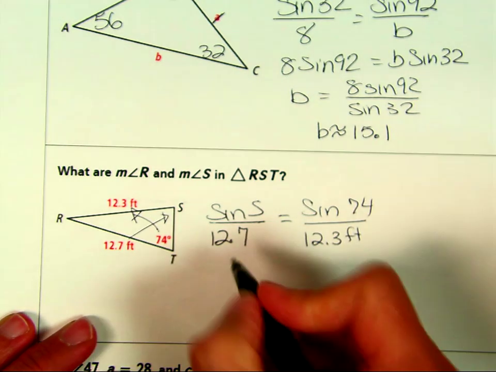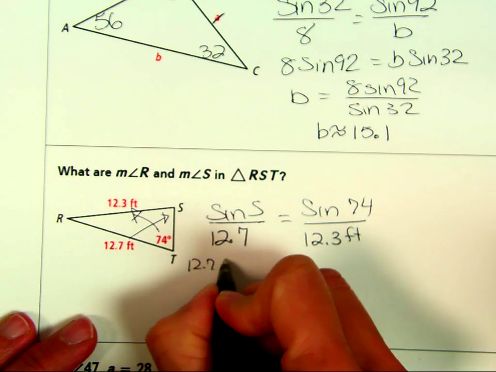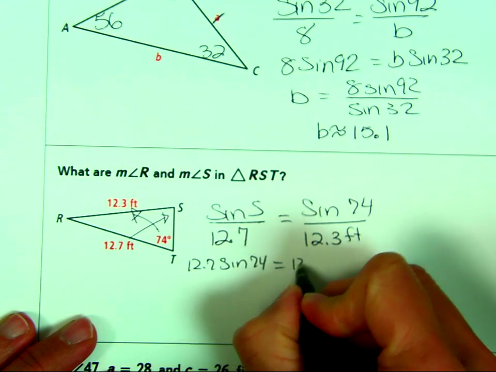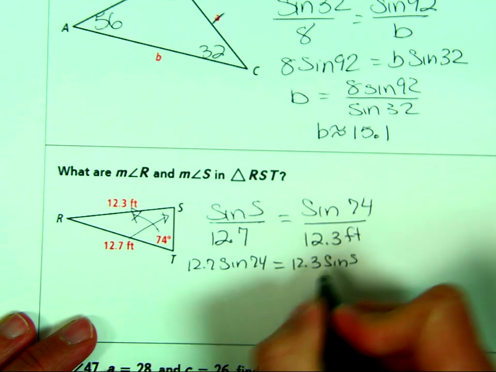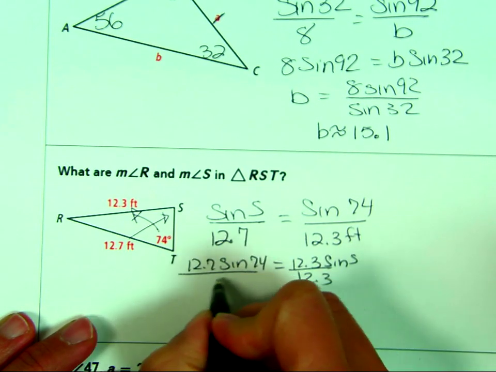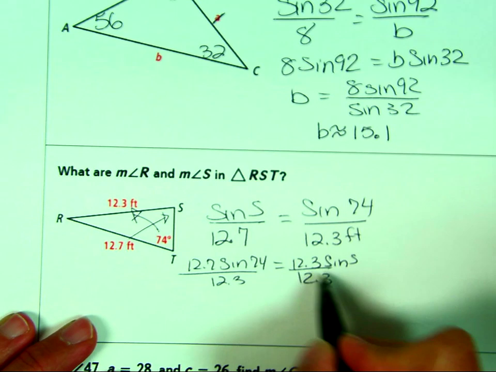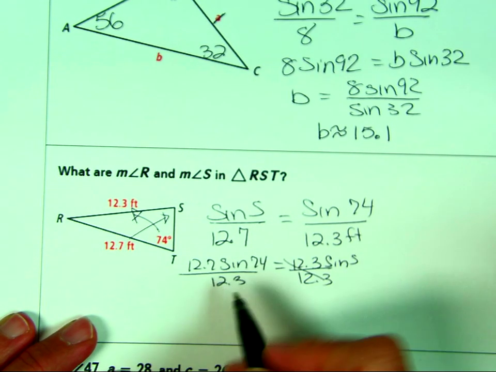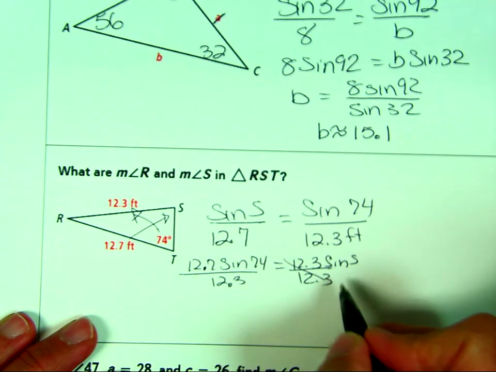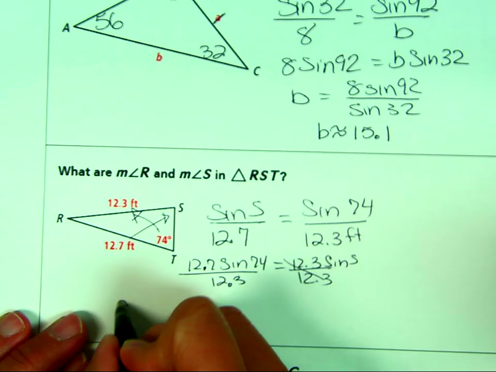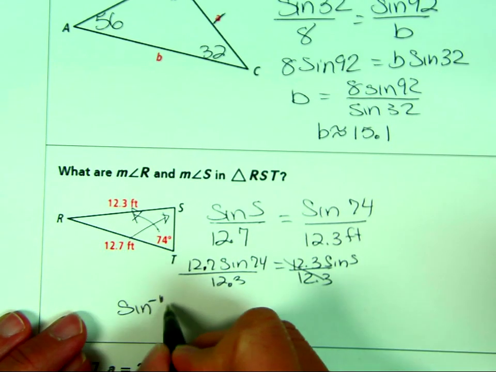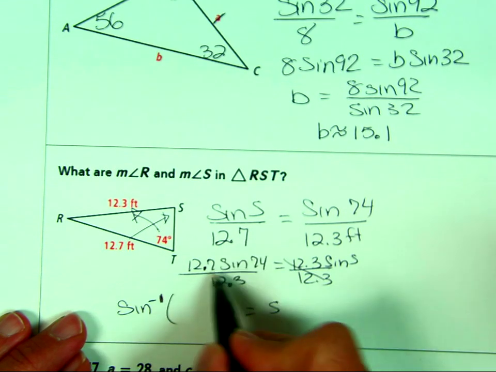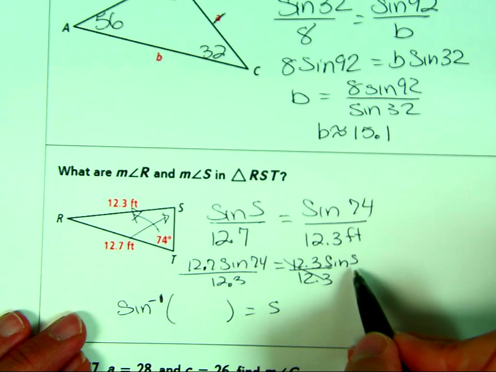So when I cross multiply, I get 12.7 sine of 74 is equal to 12.3 sine of S. And so you'll see that when I divide both sides by 12.3 to get the sine of S alone, this answer over here is what the sine of S equals. But in order to find S, I have to do the inverse of that. So I would have to say the sine inverse of all of this ratio in order to find my angle.